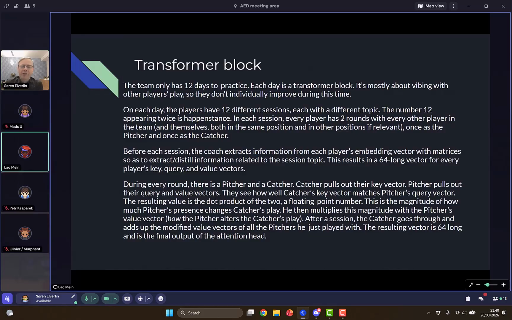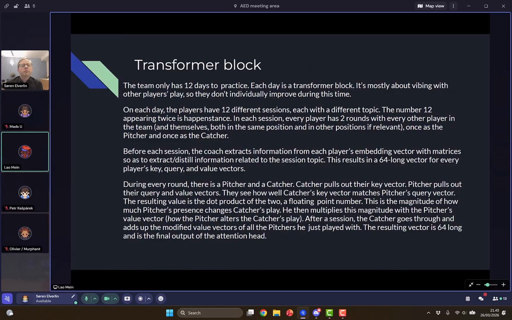Okay. So yeah, the dot product is the magnitude. How much should the pitcher's value vector on this particular attention head affect the catcher's value for this particular attention head? So you multiply the pitcher's value vector by the dot product that I just mentioned before.